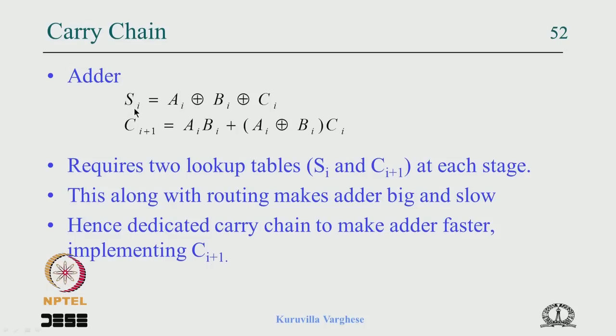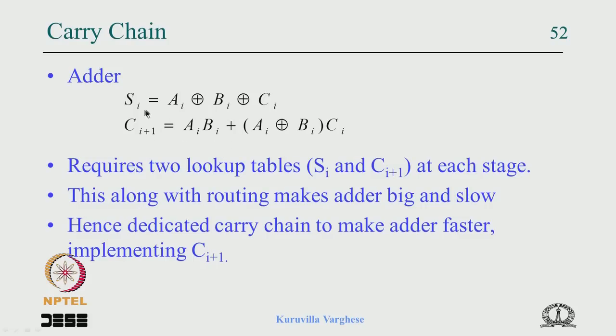The sum for any particular index, say Si, is Ai exclusive OR Bi exclusive OR Ci. That means S7 is A7 XOR B7 XOR C7. This is a full adder, and you construct a ripple adder by cascading the full adders.